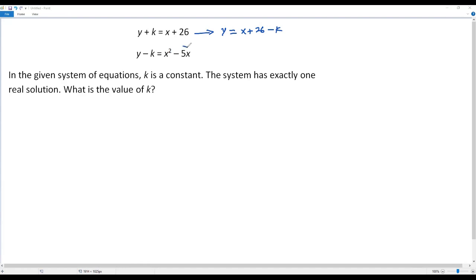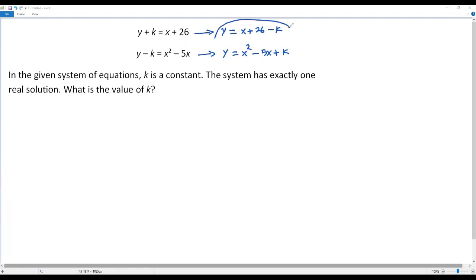Now to solve for y in the second equation, we have to get rid of this negative k on the left side. For that, we add k to both sides of this equation. Then I'm getting y = x² - 5x + k. Okay, here I have solved for y in each of the given two equations.